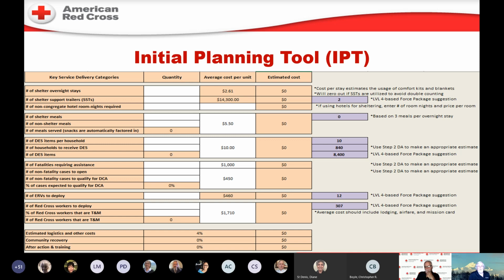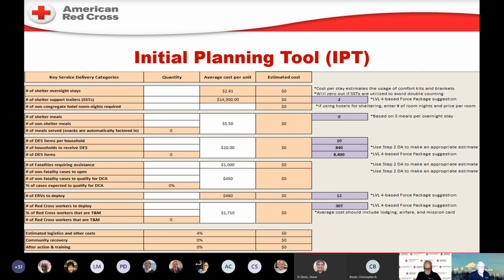DES items per household. Households to receive DES, put that in. And then again, go over here to the purple on the side, and this does look at what is suggested for the particular level that you are looking at.